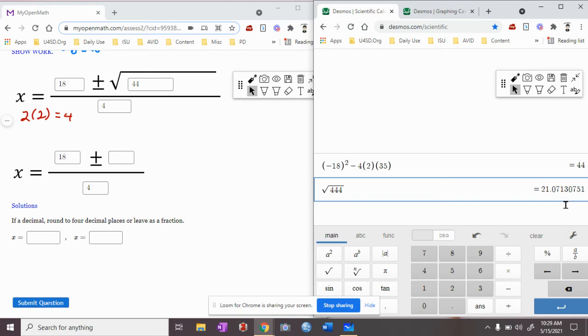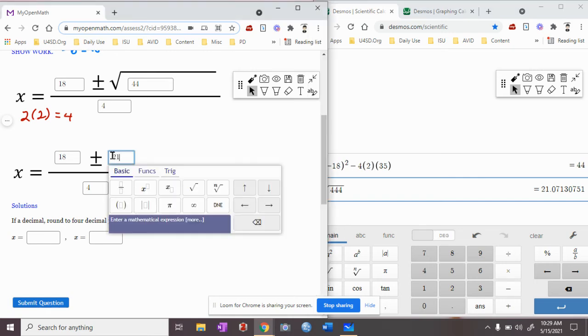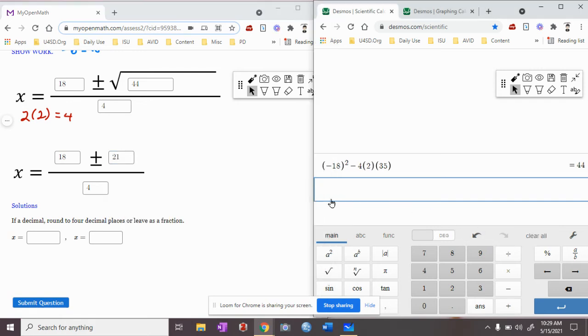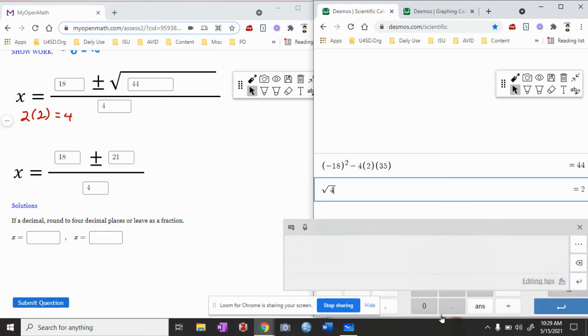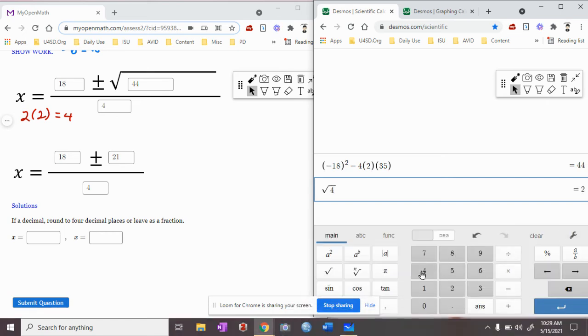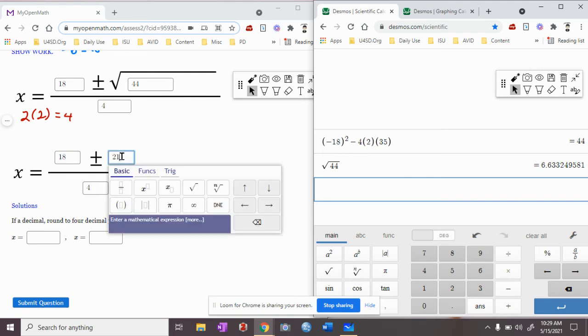So I will type in 21.0713. Oh, hold on. I took the square root of 444. What am I doing? Okay, square root of 44. 44. That's better. That makes more sense. So again, 6, 3, 3, 2, look to the right, and that is a 4. That is in that 0 to 4 range, so we keep the 2. 6.6332 makes a whole lot more sense to me.